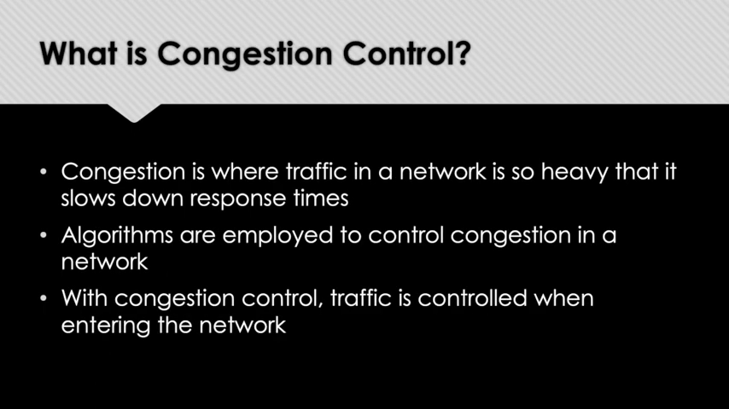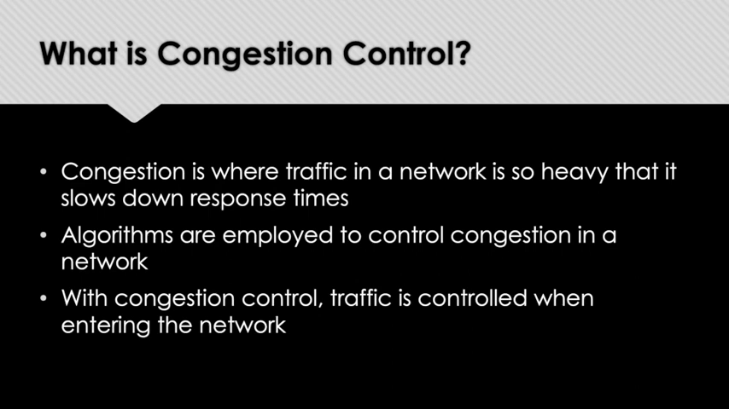So, what exactly is congestion control? Well, network congestion normally occurs when the sender overwhelms the network with traffic. Congestion in a network is a state where message traffic in a network is so heavy that it slows down network response times. As a result of congestion in a network, round-trip delays increase, causing performance decreases and potential retransmission of lost packets to occur.